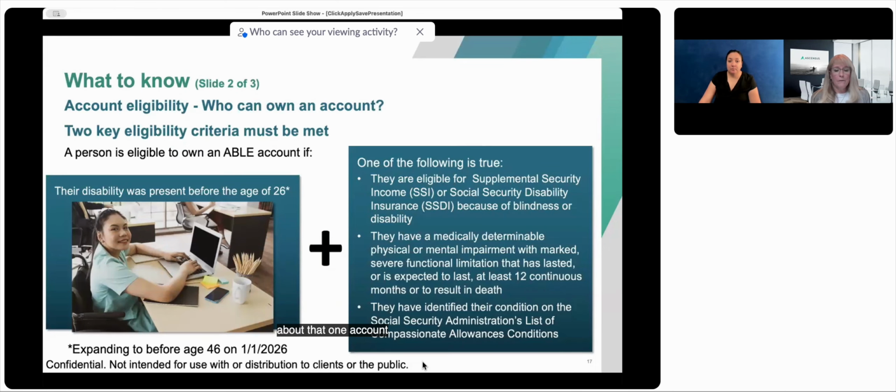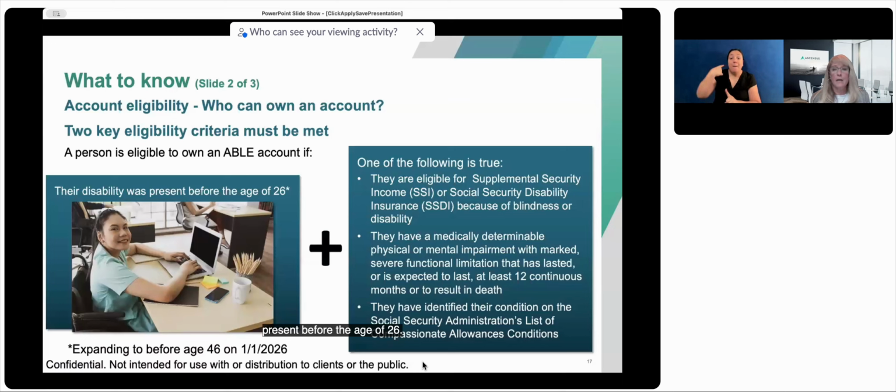So a few key pieces of information that we want to make sure that everybody has before we get started on how to open an account. Number one is who can own an ABLE account, and number two is who can open an ABLE account. So you see here that there are two key eligibility criteria that must be met. Someone's disability must be present before the age of 26, plus one of the following.